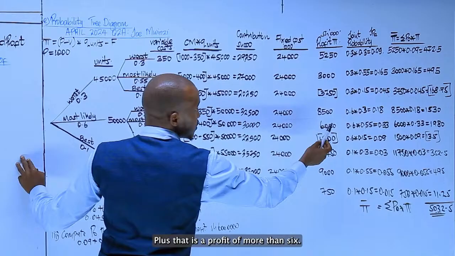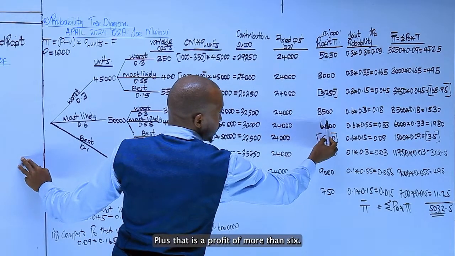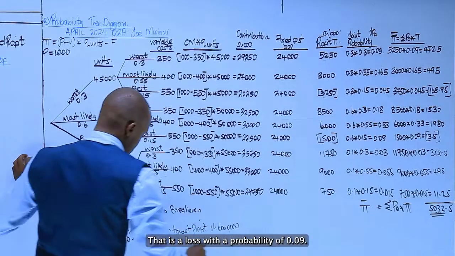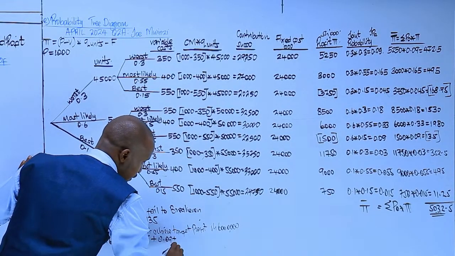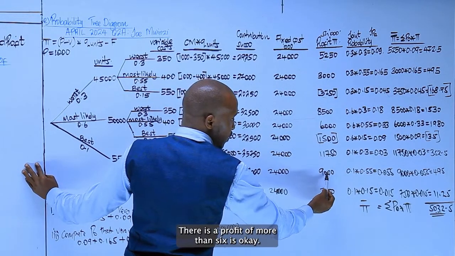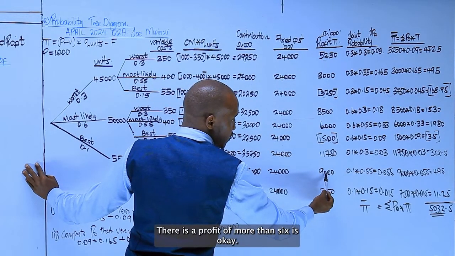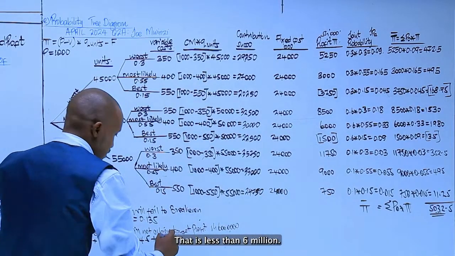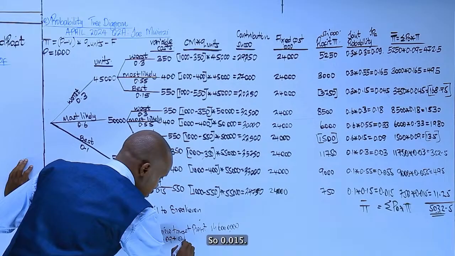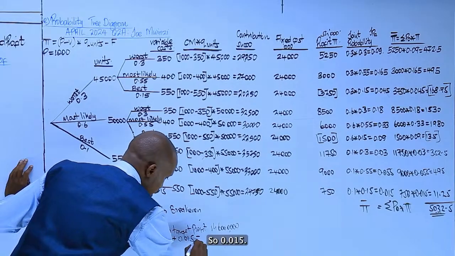plus, that is a profit of more than 6. That is also okay. That is a loss with a probability of 0.09. That is a profit of more than 6, which is okay. That is less than 6 million. So 0.045. So then what do we do?